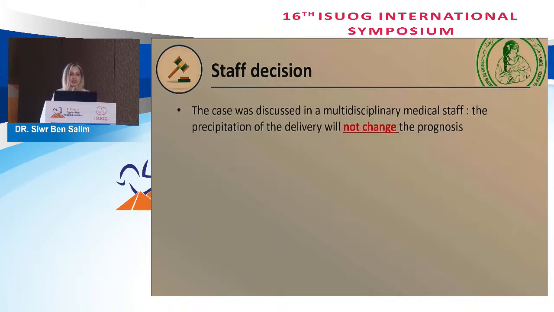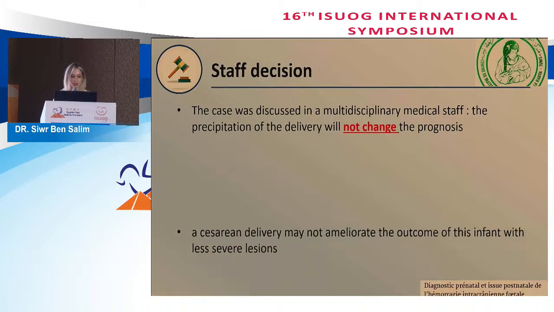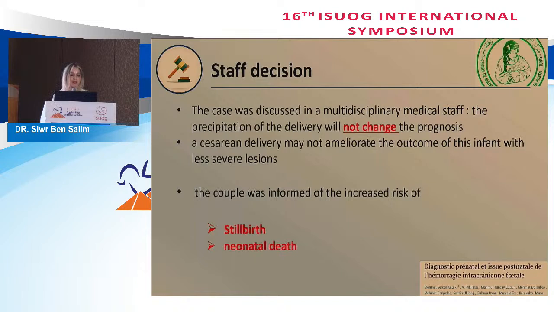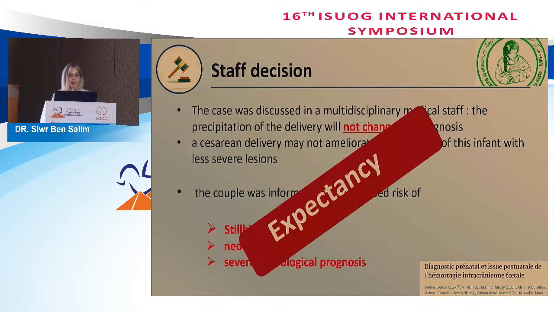The case was discussed by a multidisciplinary medical staff in our center. Precipitating the delivery will not change the prognosis, and cesarean delivery may not ameliorate the outcome of this infant with less severe lesions. The couple was informed of the increased risk of stillbirth, neonatal death, and severe neurological prognosis, and our decision was expectancy.